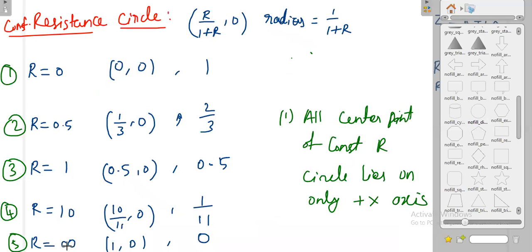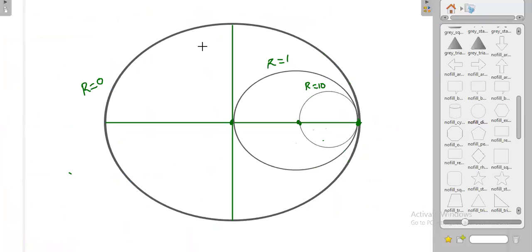Then finally, what is my final value? r is equal to infinite. When r is equal to infinite, what is my center point? 1 comma 0. What is my radius? That is 0. So finally, r is equal to infinite means you will get simply a point, sir. Are you all getting the idea?